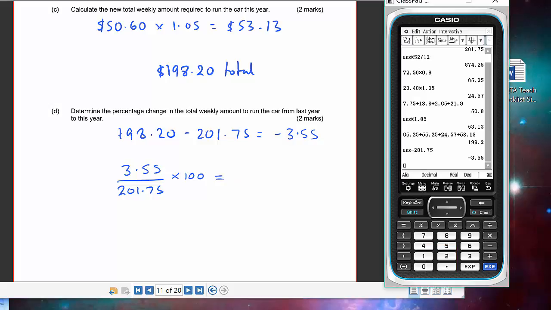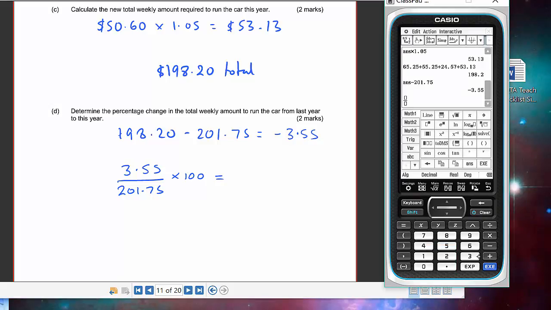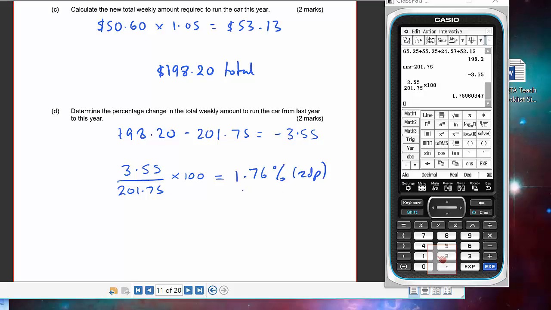So we are going to have 3.55 divided by 201.75 and multiply that by 100. It's 1.76, so we'll say that's 1.76%, correct to 2 decimal places. And we should mention it's a reduction.